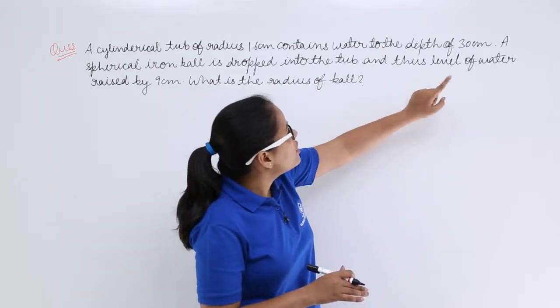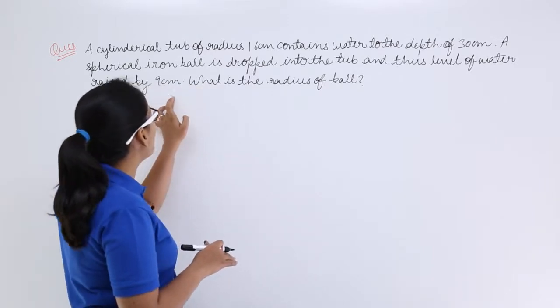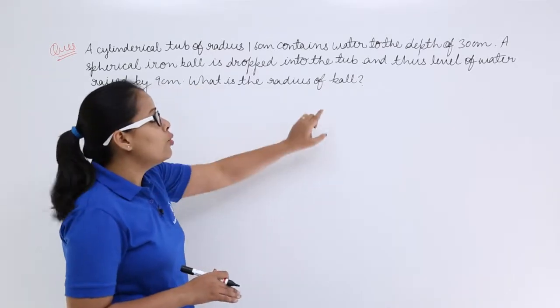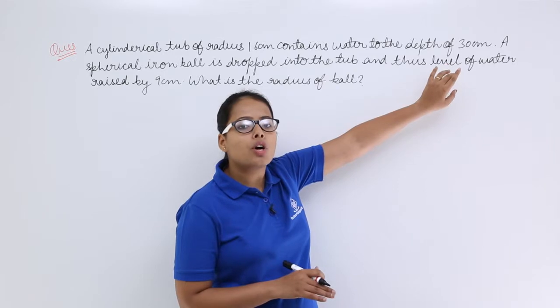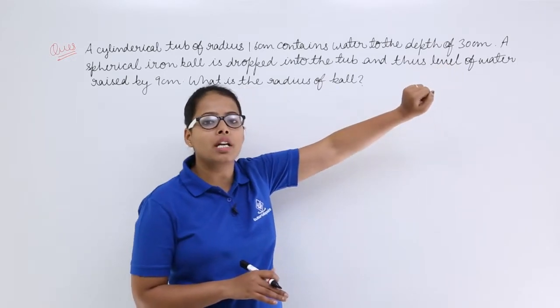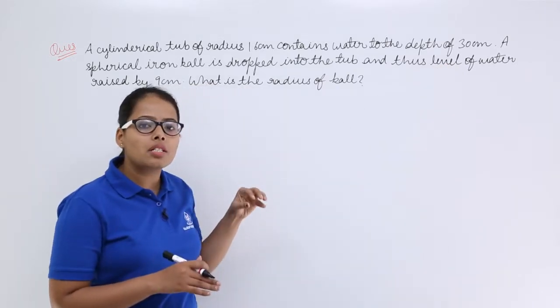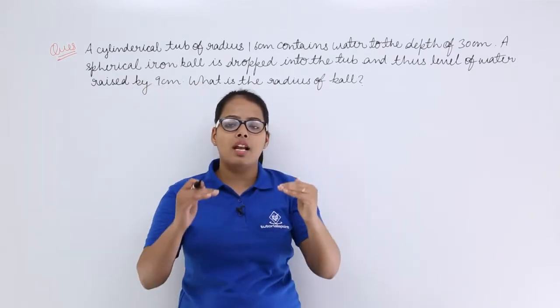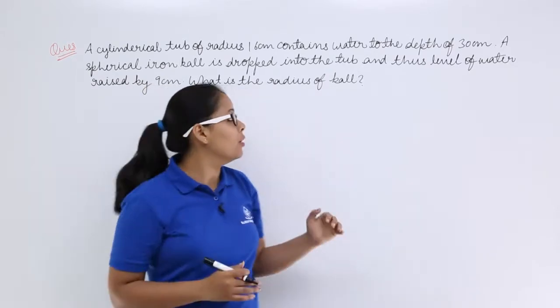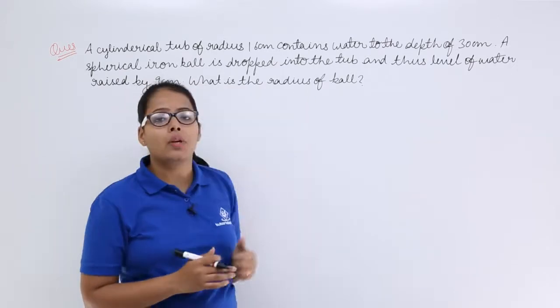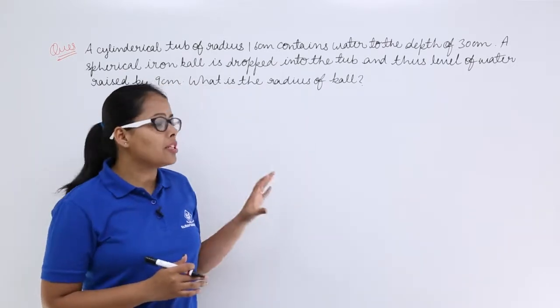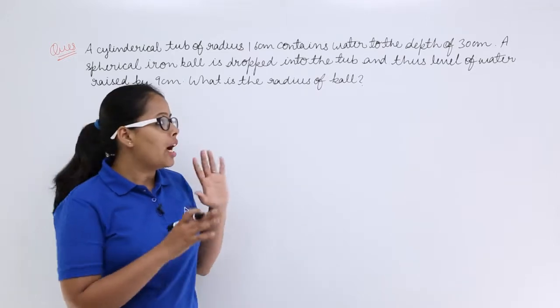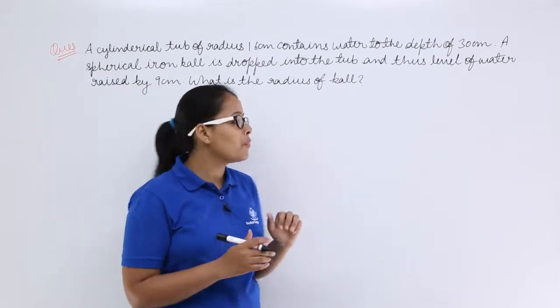So, the level of water is raised by 9 centimeter. As the height of the water was 30 centimeter before, now when we immerse the spherical ball into the water, the level raised was 9 centimeter. Now you need to calculate the radius of the ball. I have discussed this scenario with you and I told you how to do this.